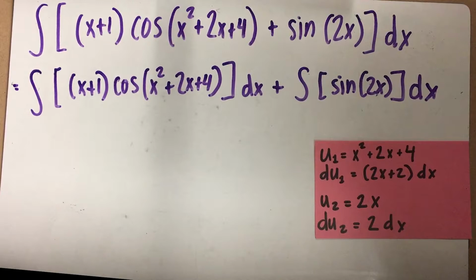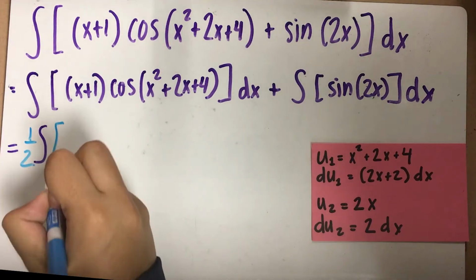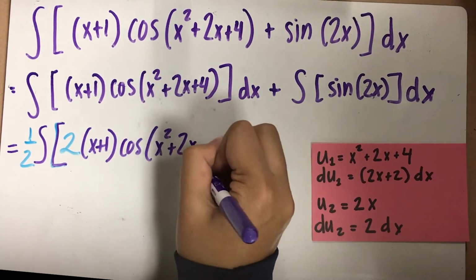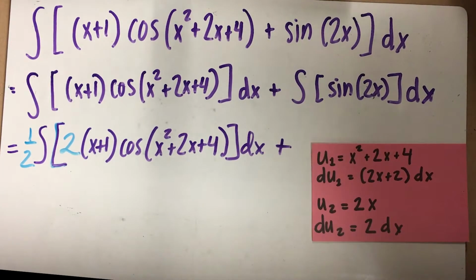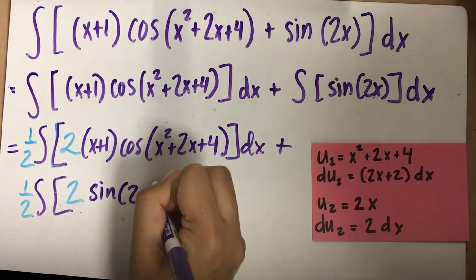The u for the first integral is x squared plus 2x plus 4, because it is the inside function. du1 is the derivative of u, equal to 2x plus 2 dx. The u for the second integral is 2x, and du2 is 2 dx. Now we want everything in terms of u. To do this, we will substitute our u's and du's. Notice that to achieve our du's, we must multiply the integrals by 2. However, we cannot actually change the integrals, so we will multiply by 1/2, since 2 times 1/2 is 1.